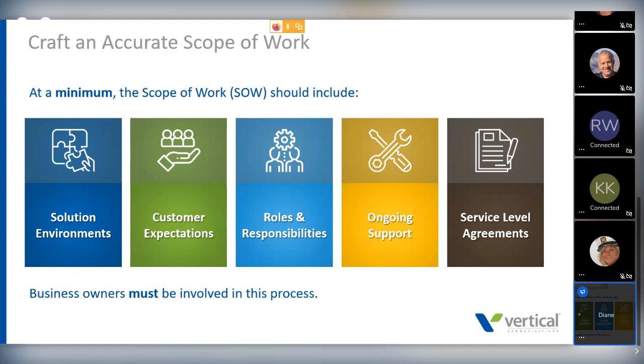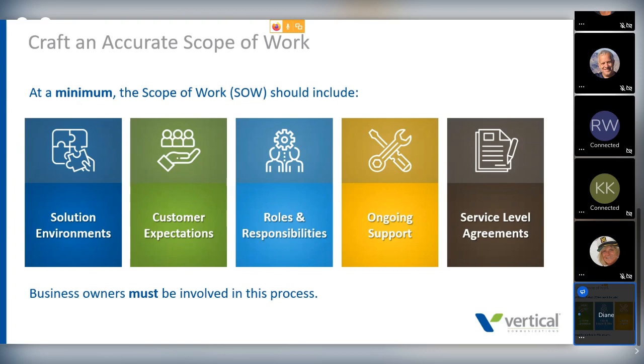Roles and responsibilities. We talked about this a second ago. If they're not clearly defined in a scope of work, you're going to have problems as you go through the implementation. I can guarantee it. Ongoing support. Are you clear on who's doing what after the implementation? And when does that after begin? That's often a very critical point to have laid out in the scope of work.